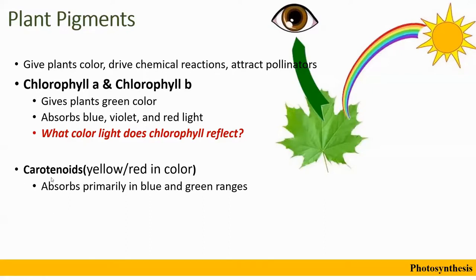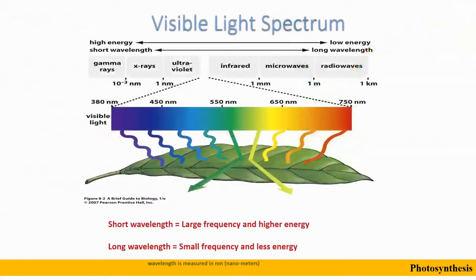Another plant pigment is the carotenoids, and they are in the form of orange, red, yellow colors, and they are compounds that are insoluble in water and are also attached to the membrane of cell bodies. They absorb primarily in the blue and green ranges of the light spectrum. So these are the ranges in which the plants can absorb light.